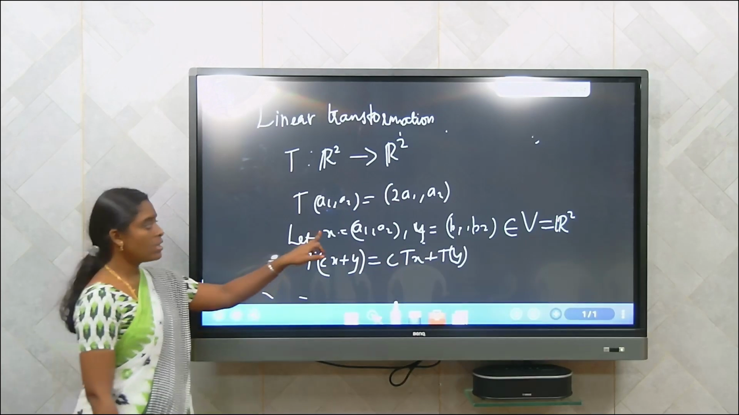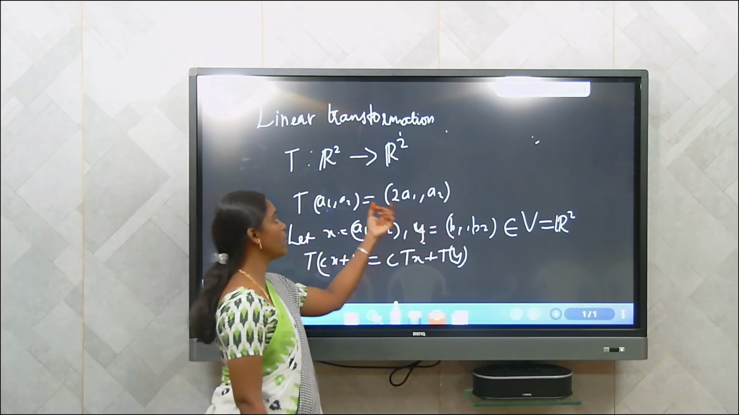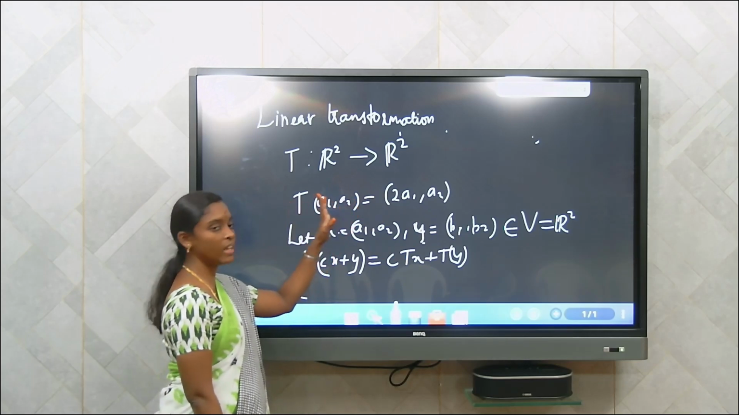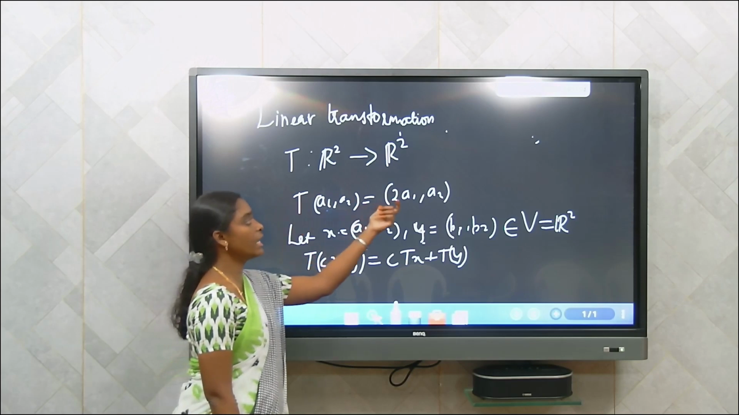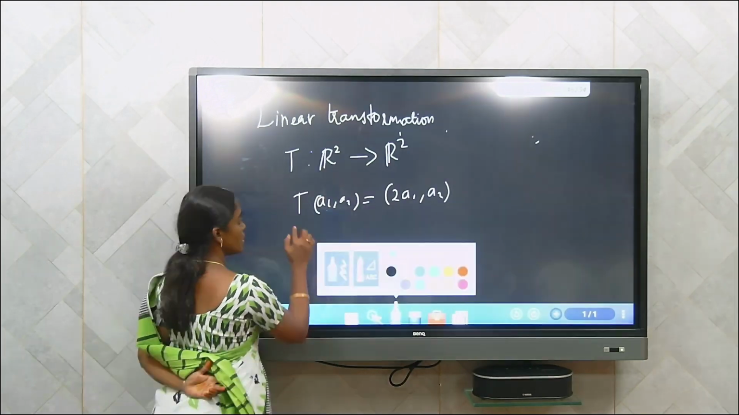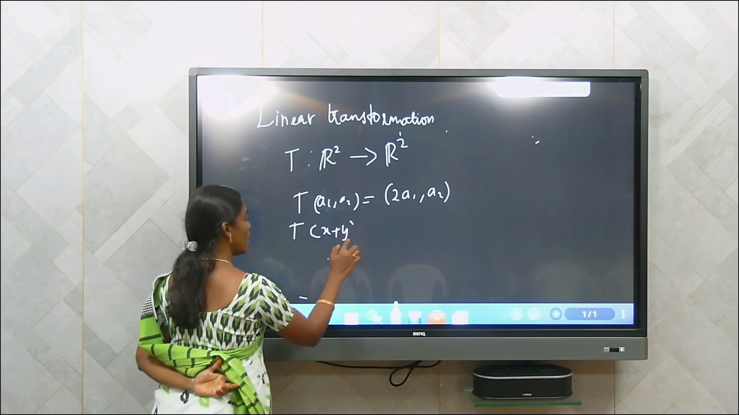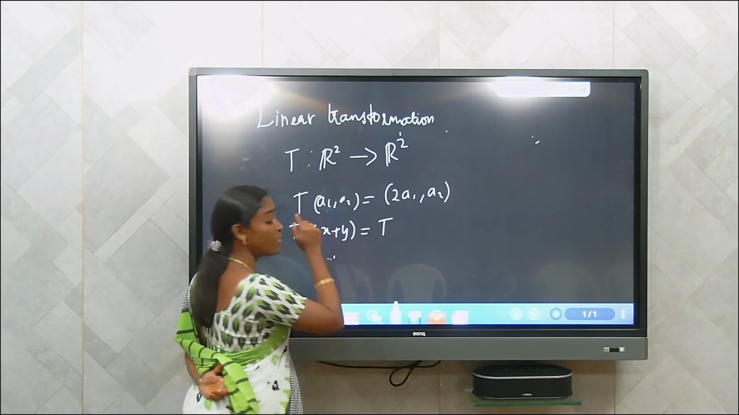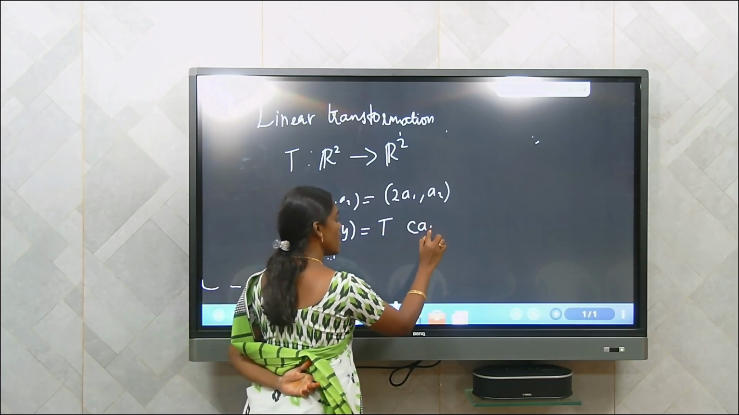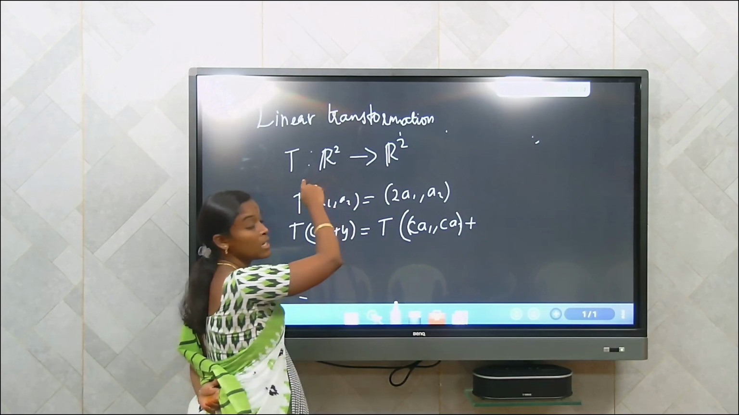Yes, we can check. We have defined x as (a1, a2) and y as (b1, b2), and this condition should be checked. For every two-dimensional vector, applying the transformation T, we get (2a1, a2). So let me go for the checking. Now T of c times x plus y will act as T of, since we defined x as (a1, a2), cx will be (ca1, ca2) plus y, and this is an ordered pair since it is a two-dimensional vector space.